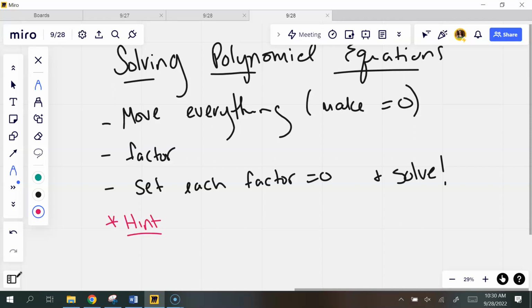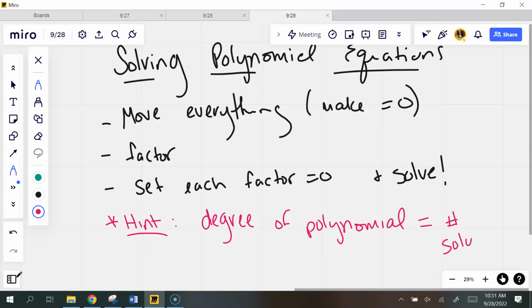Now, here's a hint. The degree of the polynomial, what does degree mean? Your highest exponent. Have we talked about this before? The degree is the number of solutions. I feel like we've said that before. Maybe not. They could be imaginary solutions, they could be complex solutions, but regardless, that's the number of solutions you should be getting.